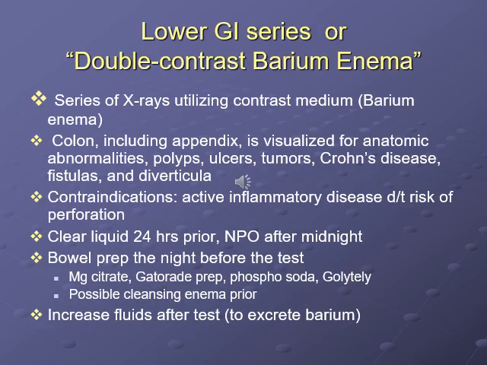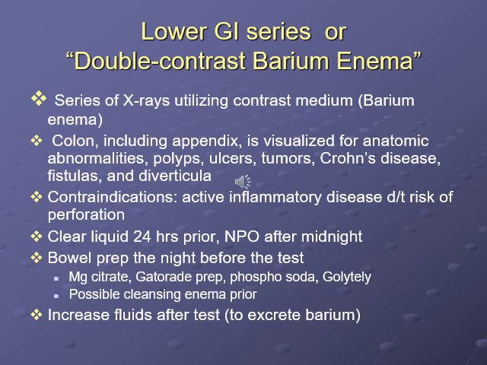The only difference with the lower GI series, otherwise called barium enema, is that they're just looking at the lower area, so the colon all the way to the appendix. So the large bowel primarily is visualized, looking for polyps, ulcers, tumors. Again, Crohn's disease, which is most common in the distal ileum, they could see that. Ulcerative colitis is usually in the large bowel.